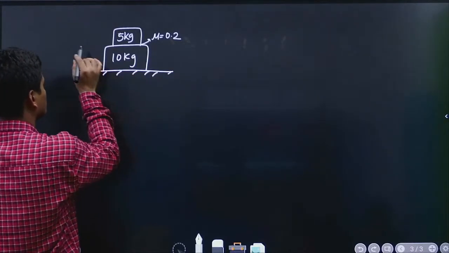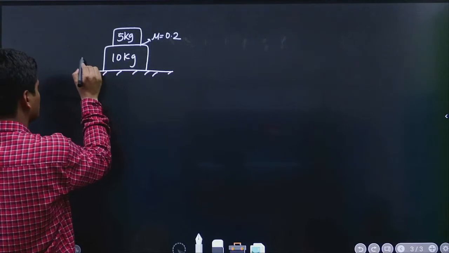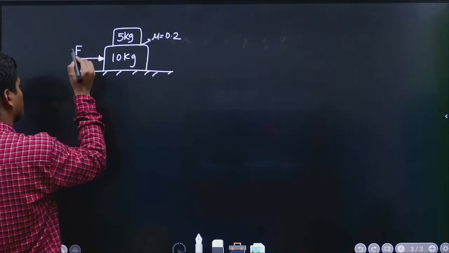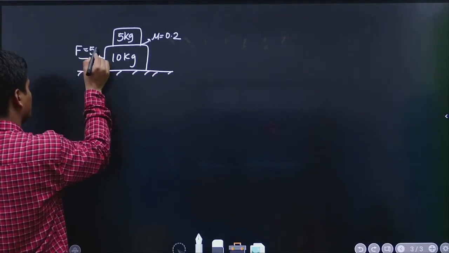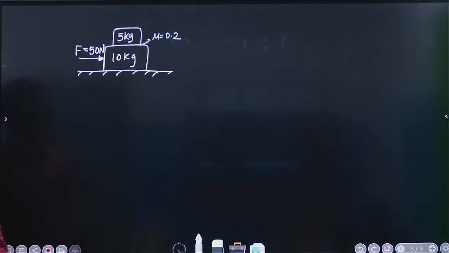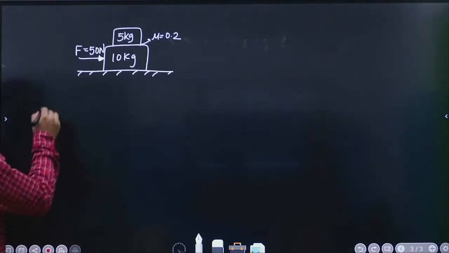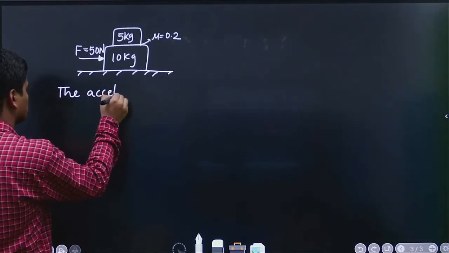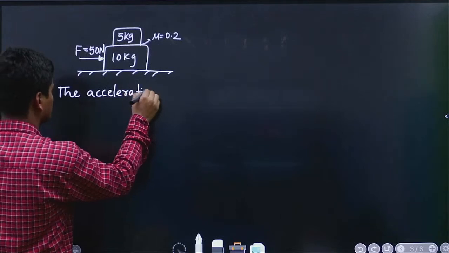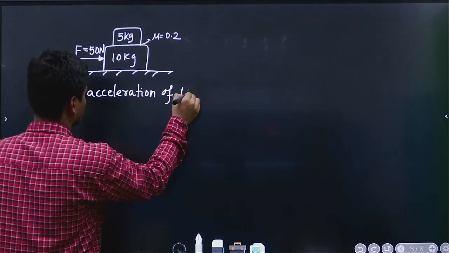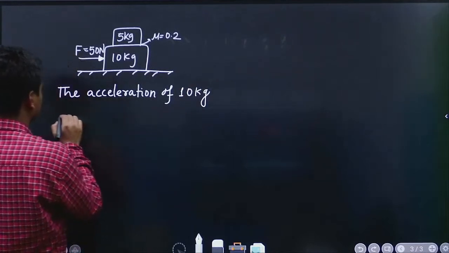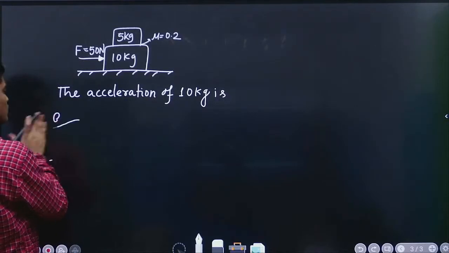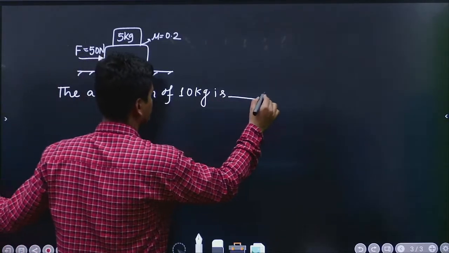Now force F is acting where? Force is acting on the lower block. How much is it acting? It is acting with 50 Newton. Now they'll ask, find the acceleration of the 10 kg block, in meter per second square.